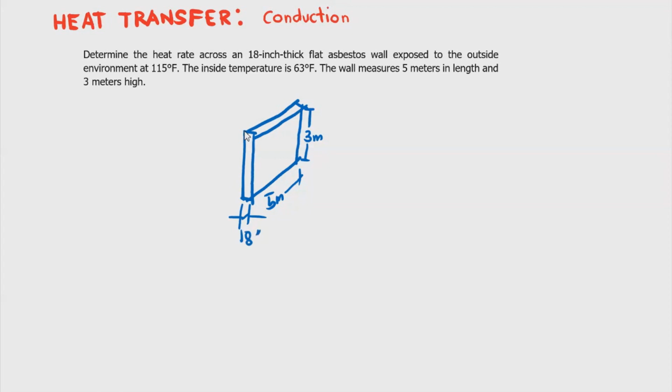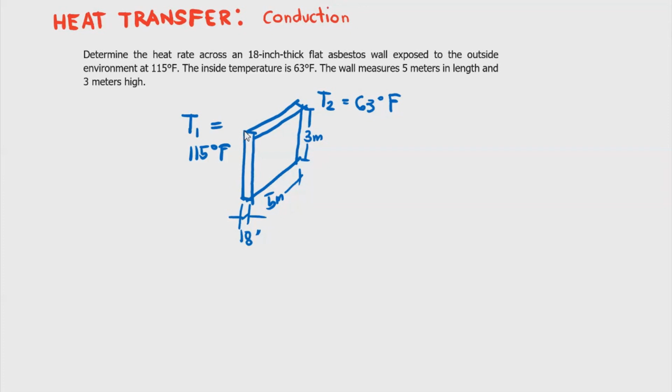Now, we have a temperature gradient of 115 degrees Fahrenheit and 63 degrees Fahrenheit. So, assume na lang natin na ang ating T1 is equal to 115 degrees Fahrenheit, and then our T2 is 63 degrees Fahrenheit. Okay? And then, yun na yung mga importanteng given natin. And then, we just need to utilize the formula that we have.